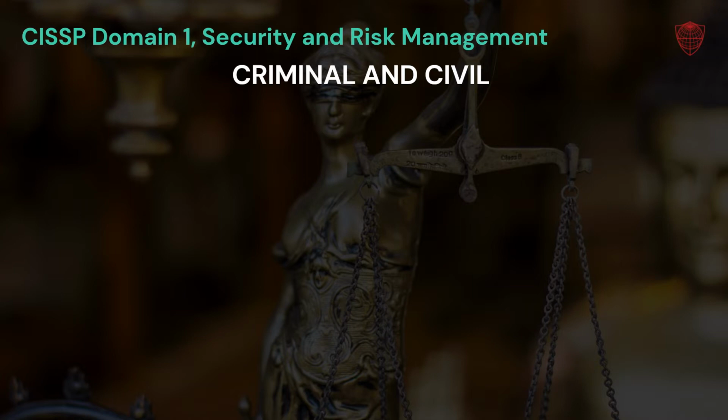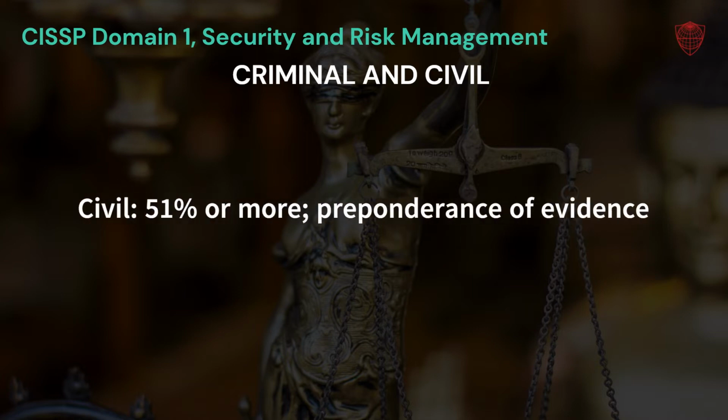In civil cases, if the judge or jury thinks that there is 51% or more chance that the defendant is guilty, that's sufficient to prove guilt. This is called preponderance of the evidence.